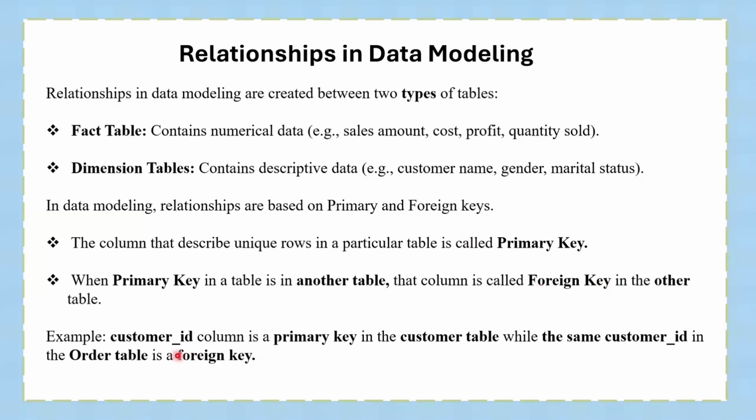And I gave the example of customer ID as a primary key in the customer table being present in the order table. It is now a foreign key because in the customer table it is uniquely identifying the customers, while in the order table it is pointing to which customer has placed a particular order.